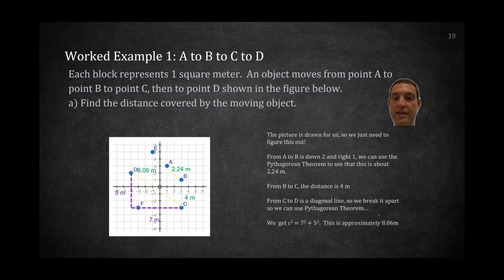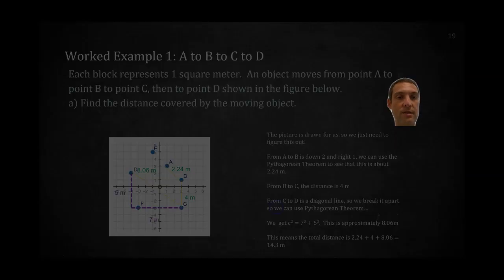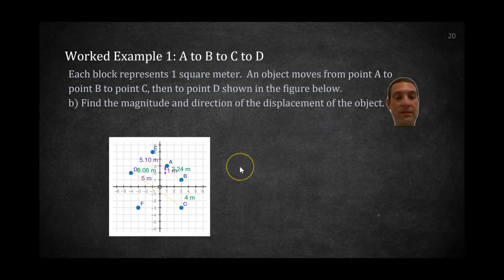We see that we get c squared equals 7 squared plus 5 squared, which is approximately 8.06 meters. This means the total distance is the first bit, then the 4 meters, and then the 8.06 meters to give us 14.3 meters as our total distance. Next, find the magnitude and the displacement of the object.